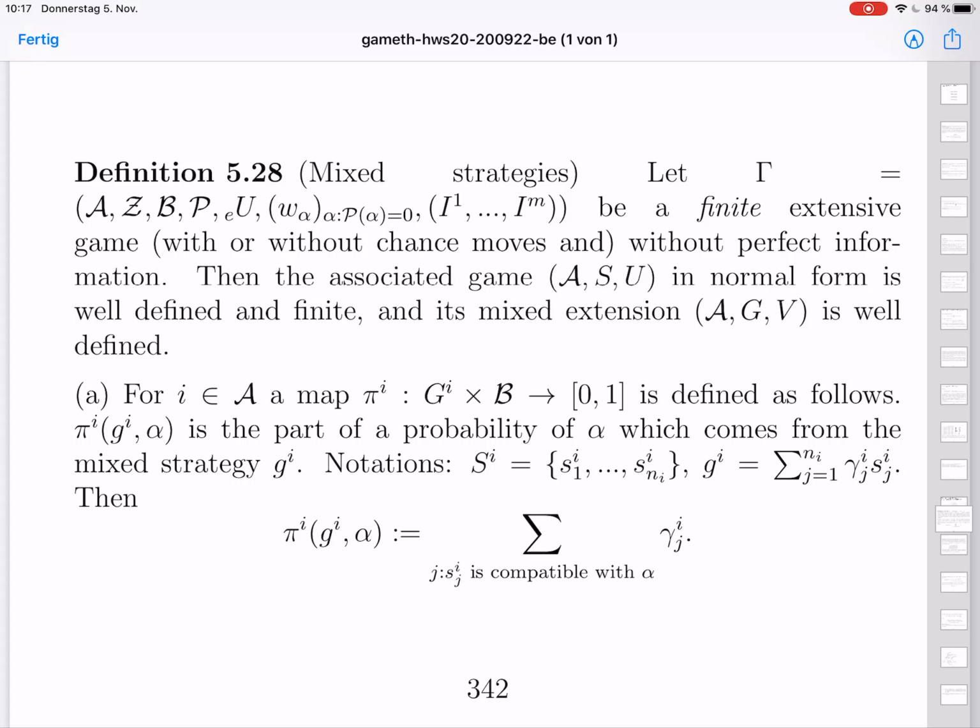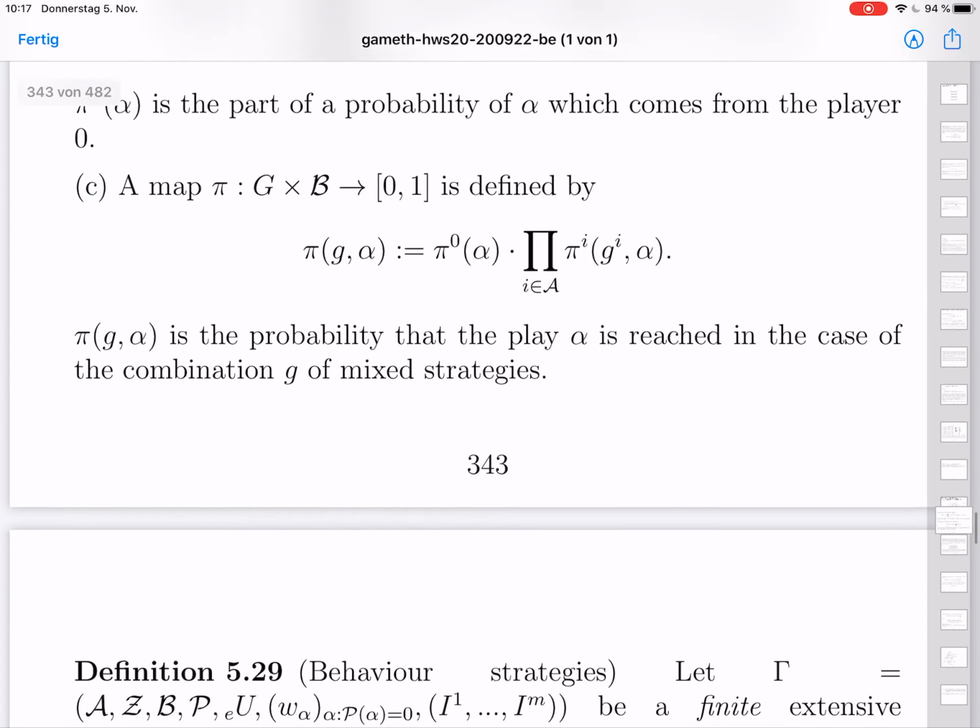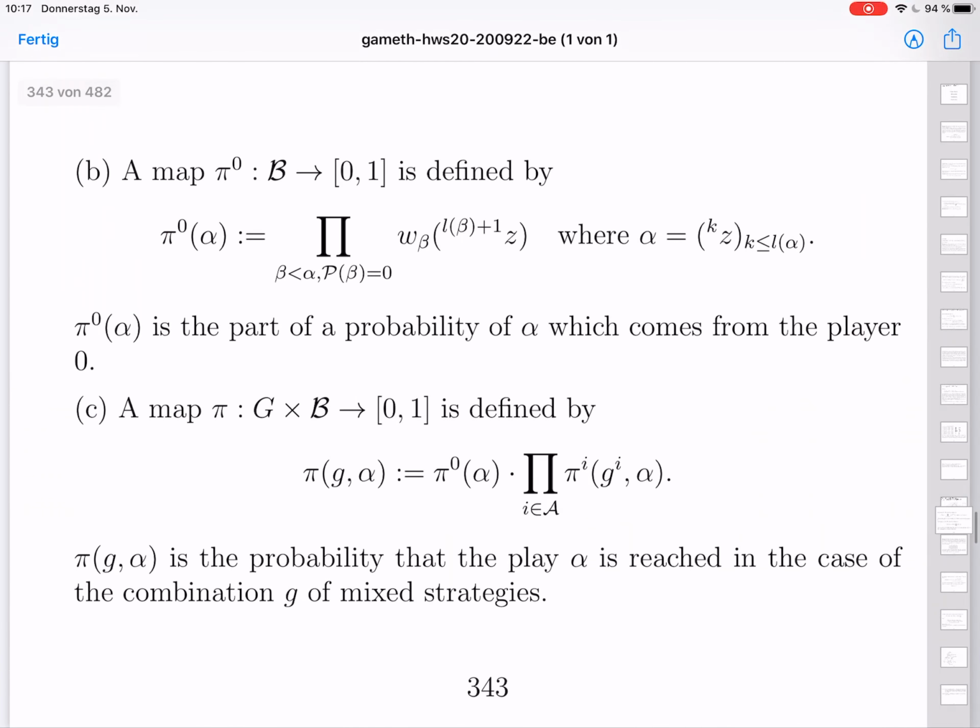And now I want to define some numbers which will be parts of probabilities. So let me scroll down. In part D of this, in the last part C of this definition, I want to define some probability pi of g alpha. So here small g is a mixed strategy combination, and alpha is any possible play in our game tree.